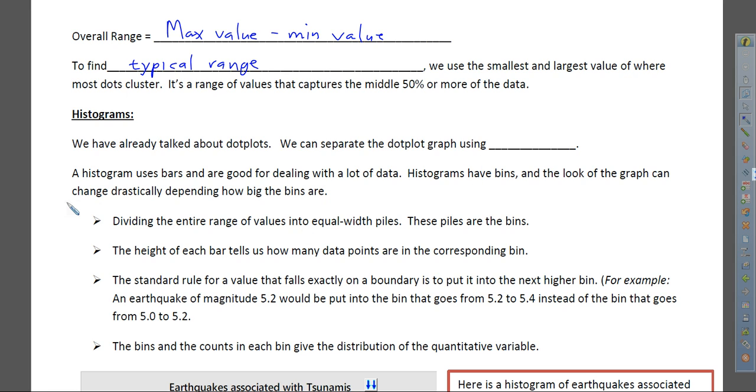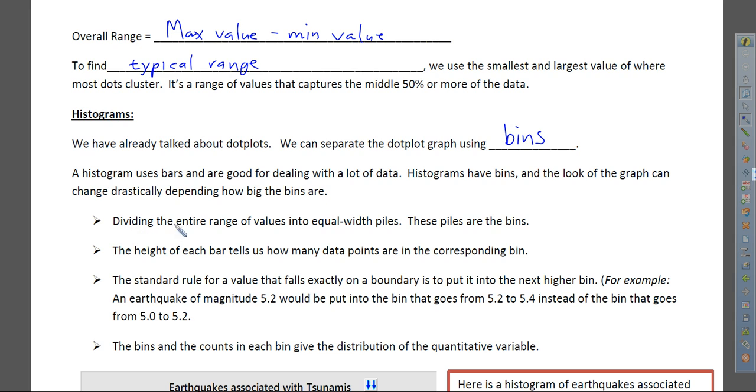All right, histograms. We've talked about dot plots, and if we're looking at a dot plot, we could separate the graph using bins. So we can bin up data points. A histogram uses bars and is good for dealing with a lot of data. Histograms have bins, and the look of the graph can change drastically depending on how big the bins are.